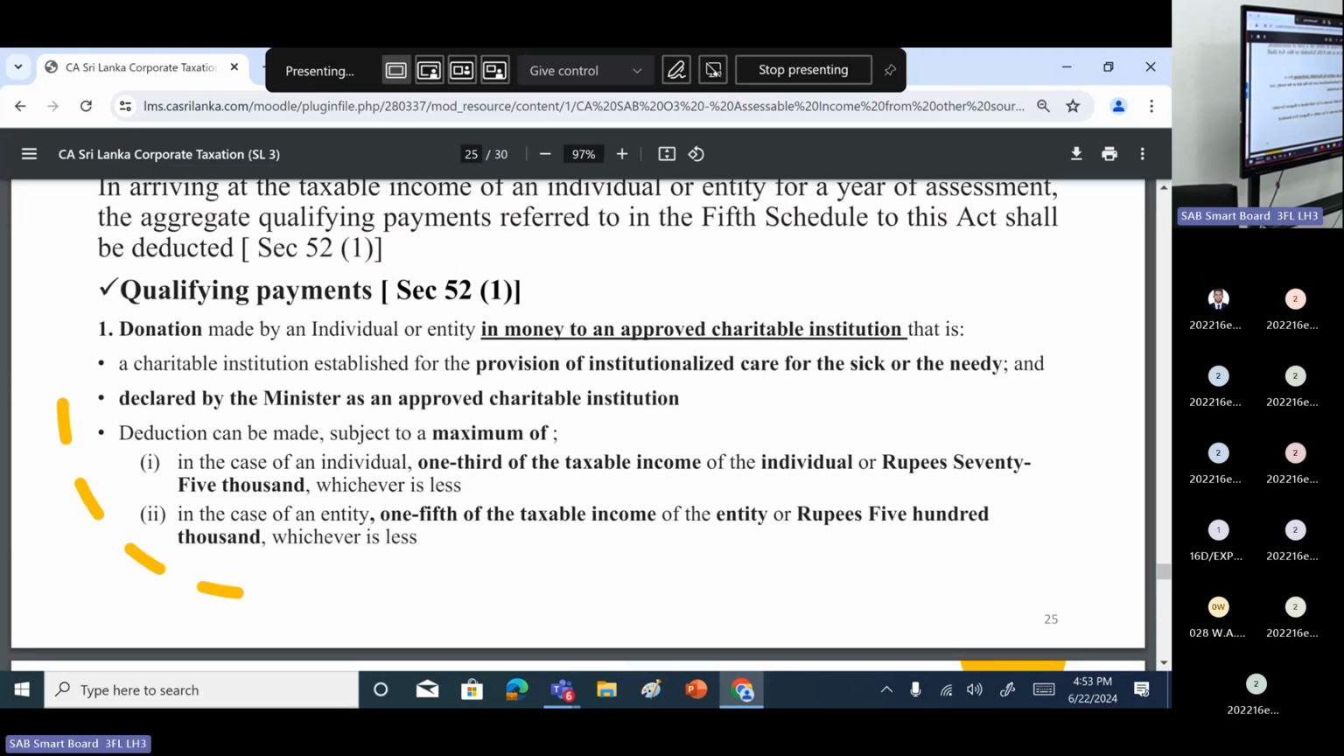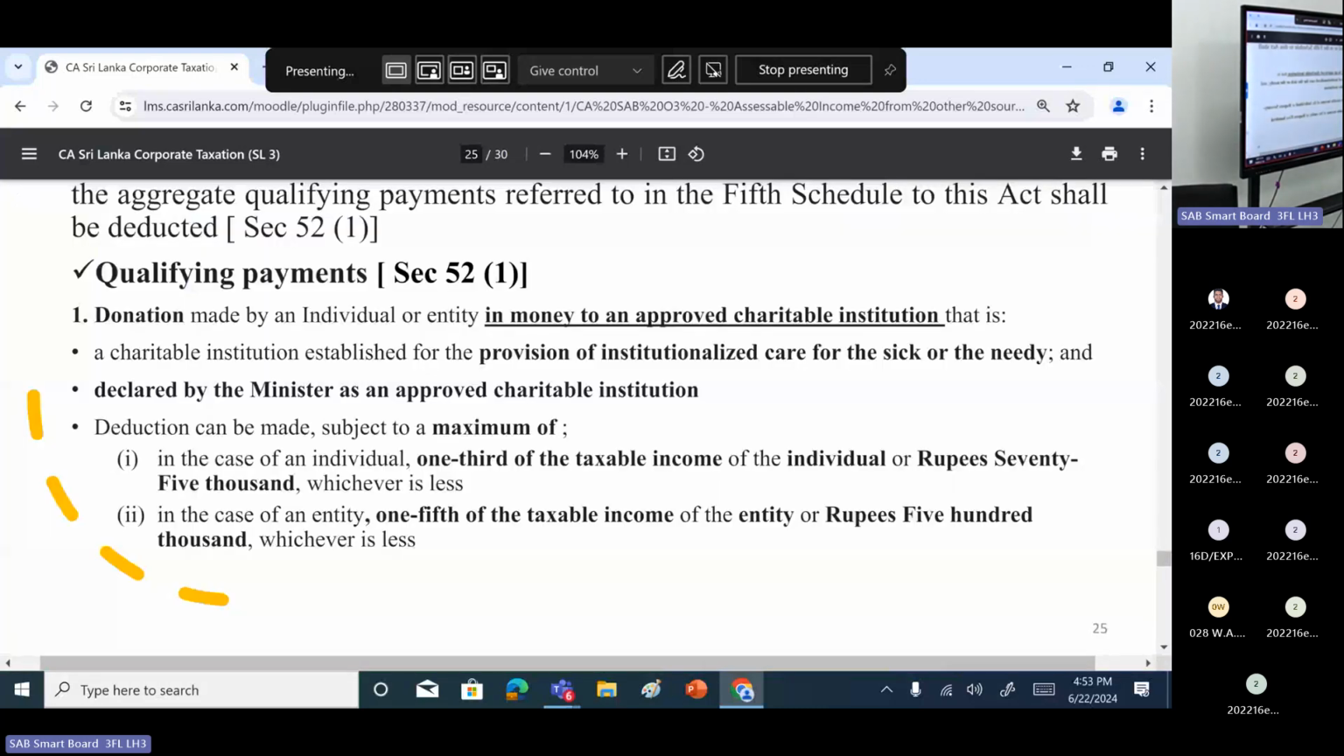Right? It says donation made by an individual or entity in money. The condition is donation. This should be a money donation, a cash donation to an approved charity. So under qualifying payment, the first thing is a cash donation to an approved charity. That is coming under the qualifying payment. Right? So what is the charitable institution?